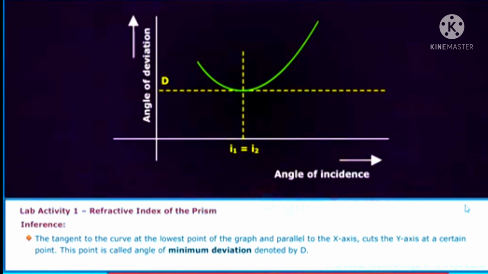The tangent to the curve at the lowest point of the graph and parallel to the x-axis cuts the y-axis at a certain point. This point is called angle of minimum deviation denoted by D.